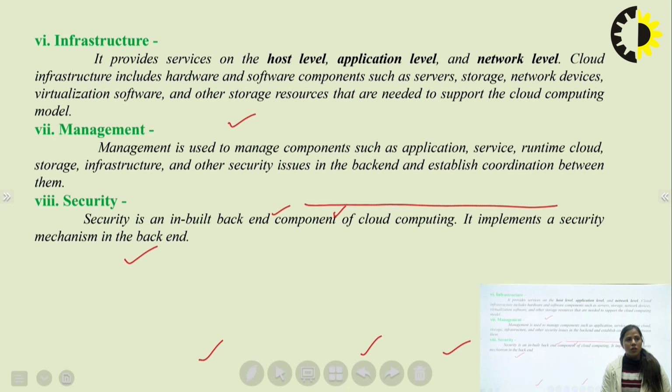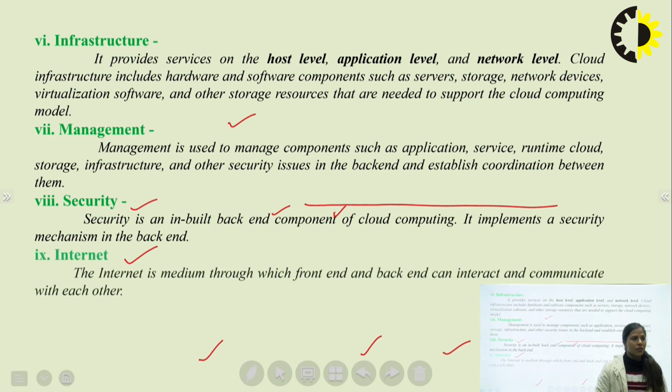Then we have the security component. This is the backend component of cloud computing. It is used to implement the security mechanism in the backend. It covers whatever algorithms decide how the data will be secured, because a large amount of data is stored in the cloud. How the security will be managed, and which mechanism will be followed at the backend, is accessed through the security component. So these are the various components of your cloud computing architecture.